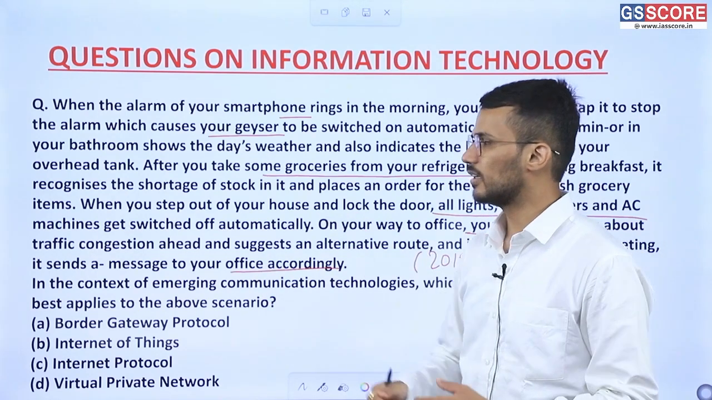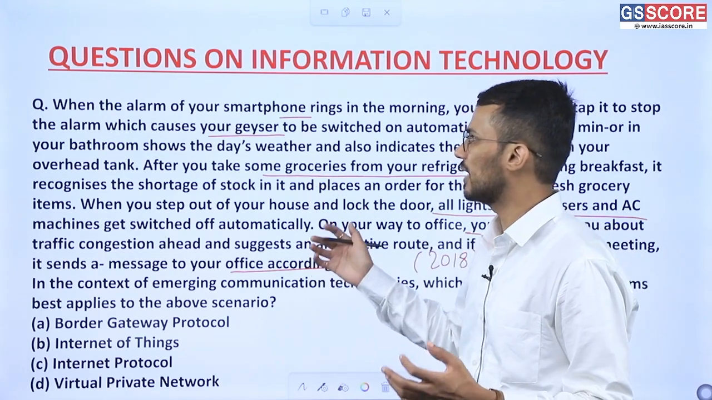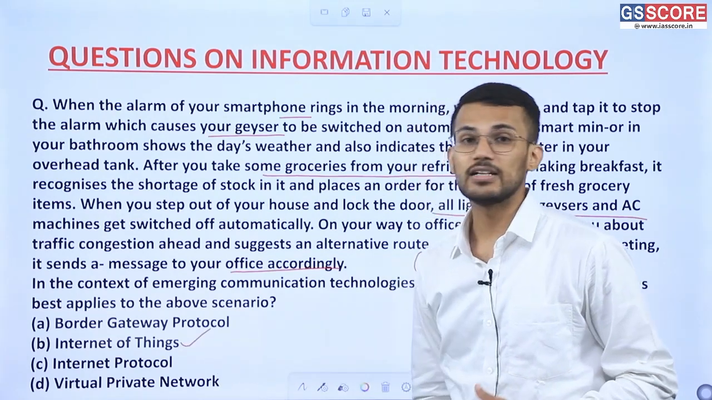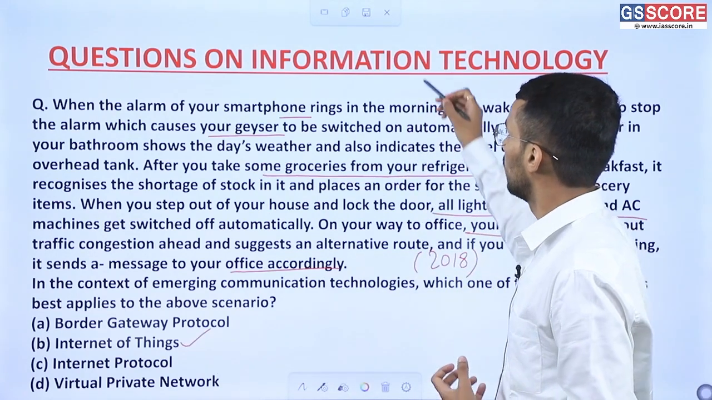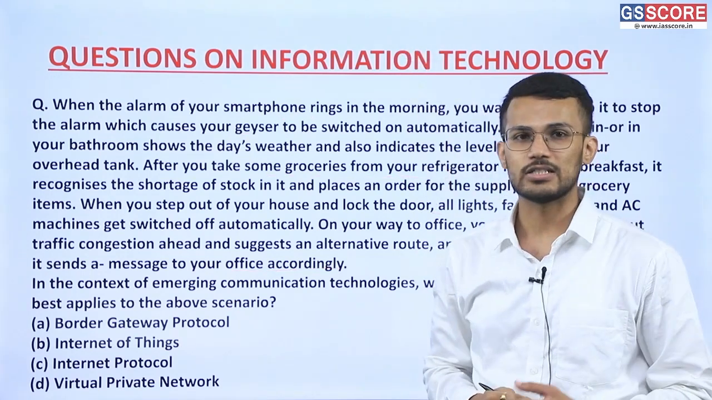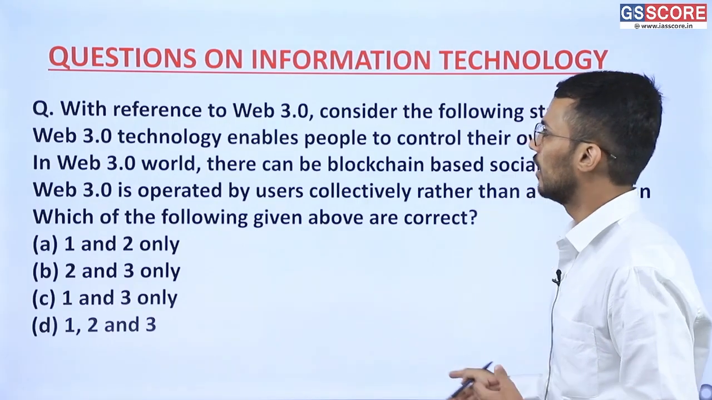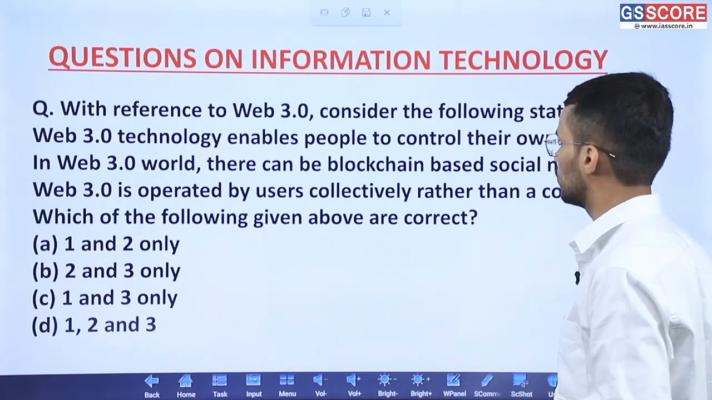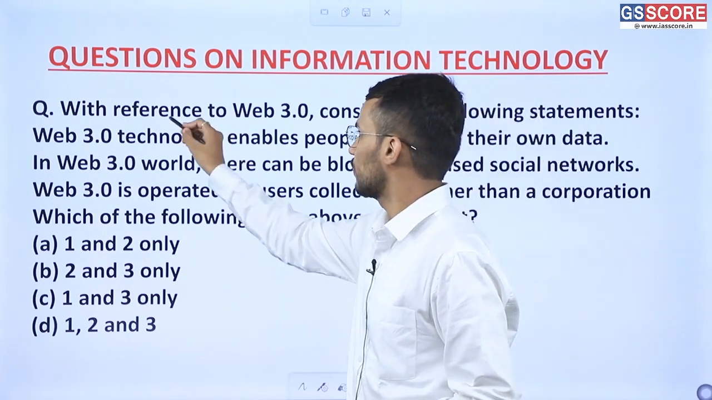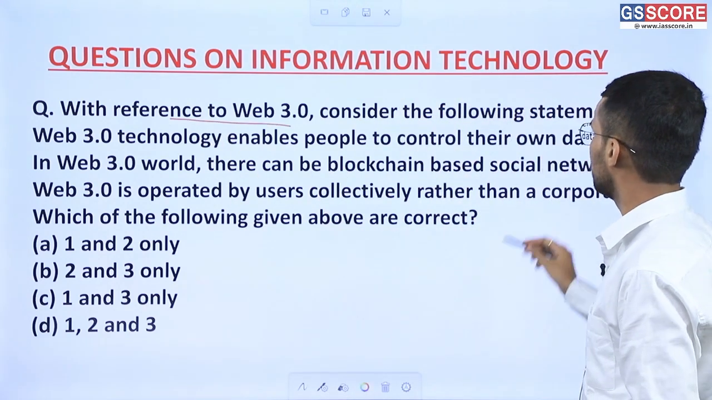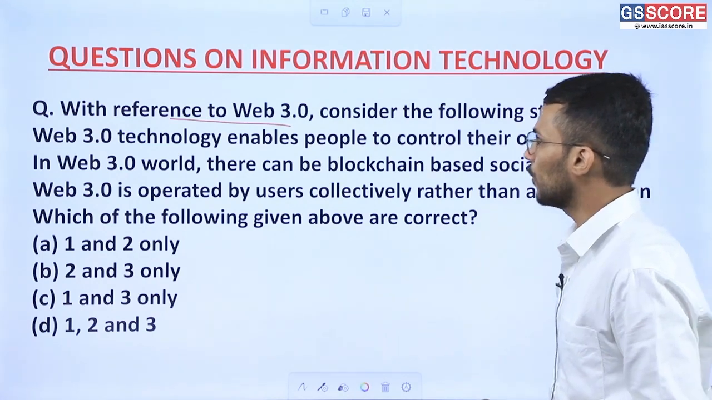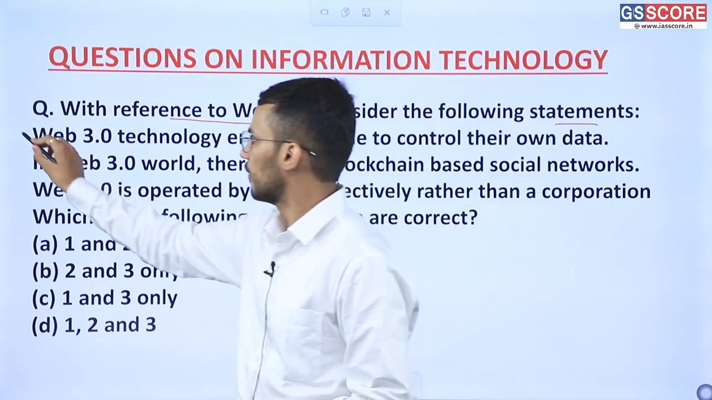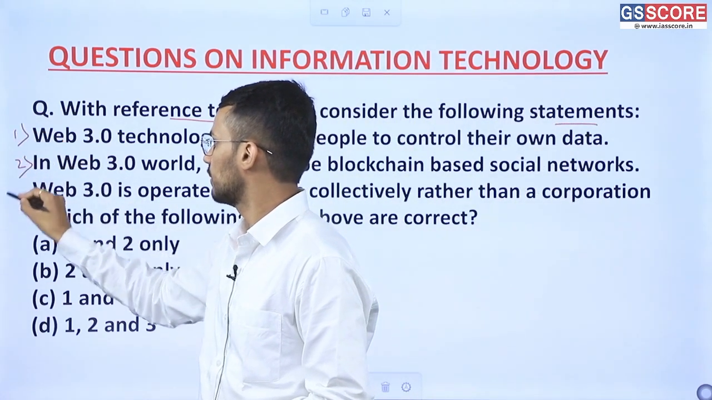So this is the scenario that they have given, and we are supposed to identify the technology mentioned in this scenario. So the technology is Internet of Things. Mostly, the questions that UPSC has asked from information technology are in the prelims examination. One more question is there, a recent question, the question of 2021. With reference to Web 3.0, consider the following statements. Web 3.0 technology enables people to control their own data, right? So that is the advantage of Web 3.0.